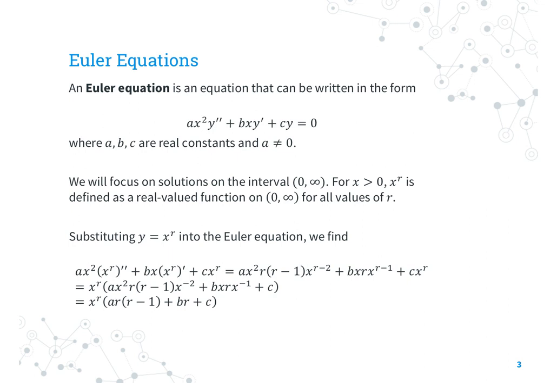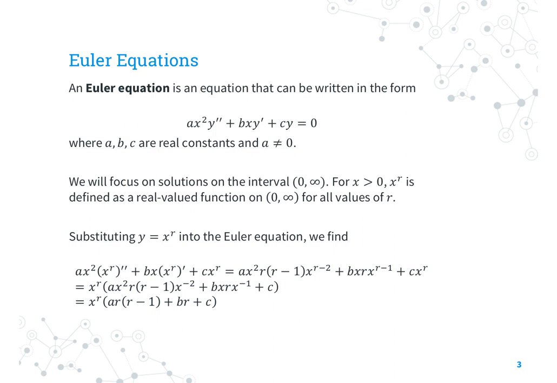We're going to be focusing on solutions only for positive real numbers. So for x greater than 0, x to the power of r is defined as a real valued function on 0 to infinity for all values of r. This is very similar to what we were doing in section 5.2 when we were letting y equal e to the rx. It was an exponential with a power of rx and a base of e. Instead, we're going to be looking at a different type of function here, but now we still have a base of x and an exponent of r. It's going to be a similar process to exactly what we learned in section 5.2.